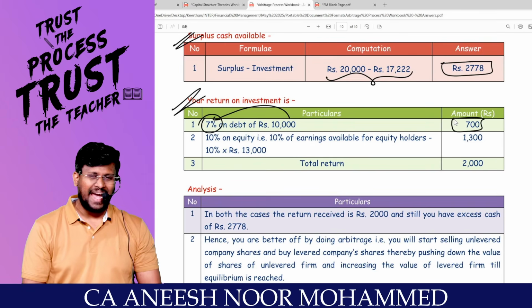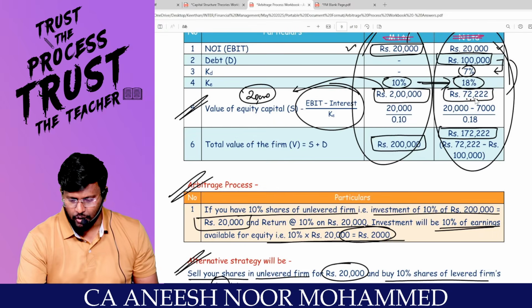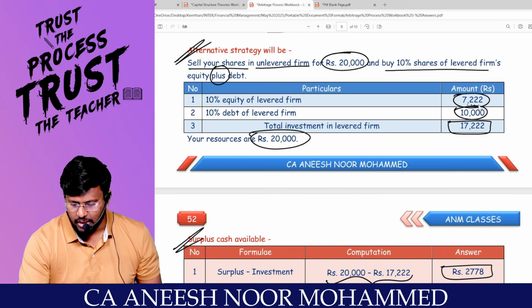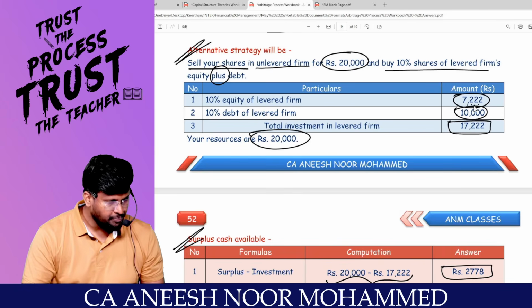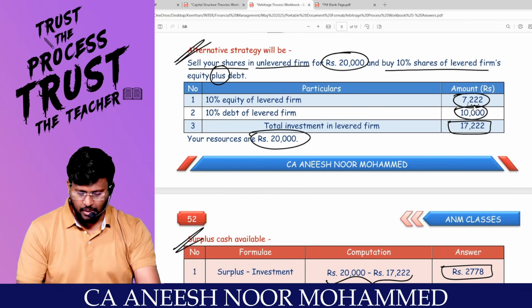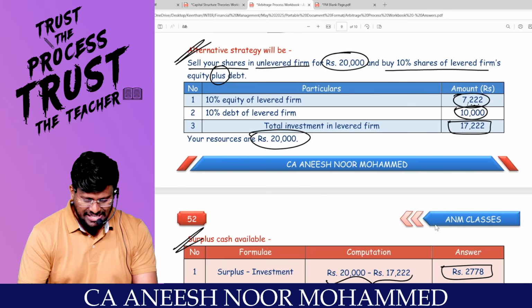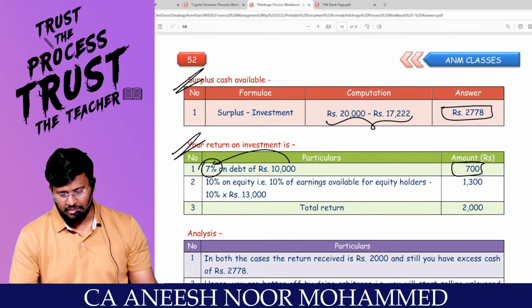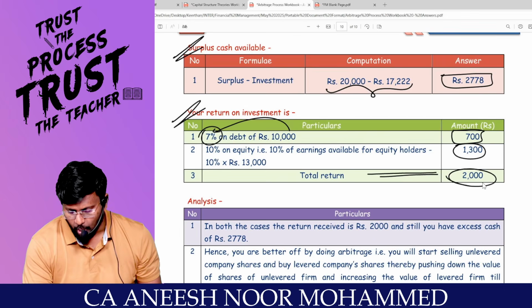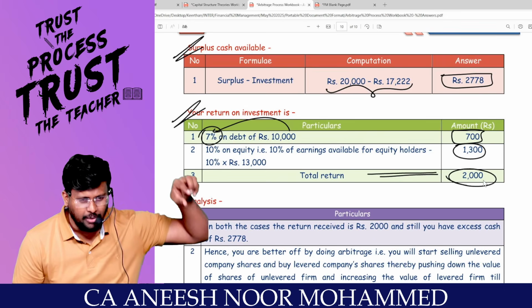And you are holding 10% of equity. What is the market value of equity? 72,222. So 10% of that comes to 7,222. Correct? On that you will get KE. What is the KE of the levered firm? 18%. So 7,222 into 18% comes to 1,300. Look at here, 1,300. That means total return will be how much? 2,000. This will be the return from the levered firm now.